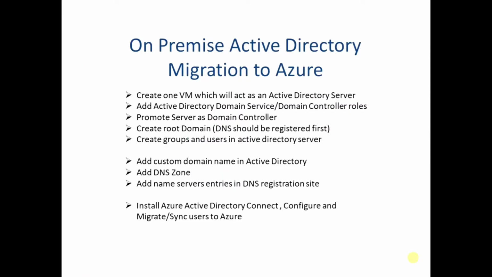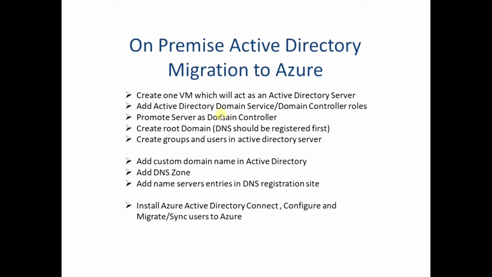Hello friends, in this session we are going to see how we can migrate on-premise Active Directory to Azure. Before starting the demo, let us see the steps involved. Since we don't have an on-premise server, we will be creating one VM, and to make this VM an Active Directory server, we will be adding some roles like Active Directory Domain Services and Domain Controller. We will further promote this server as a domain controller, and we will create a root domain.